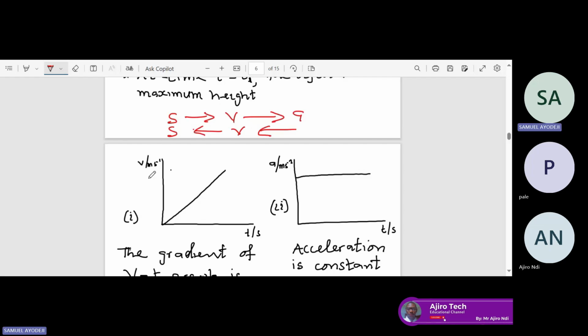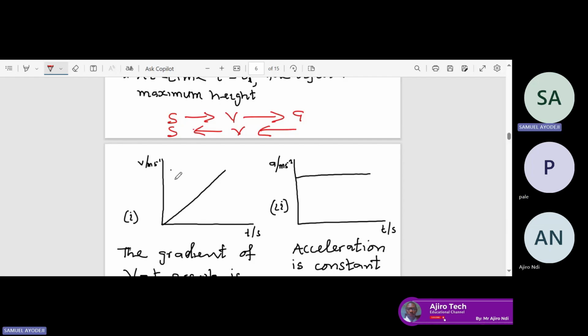What happened to the slope? What about the velocity against time graph? What was the name of the gradient of the velocity time graph? Acceleration. What do we call it? Acceleration. Thank you.